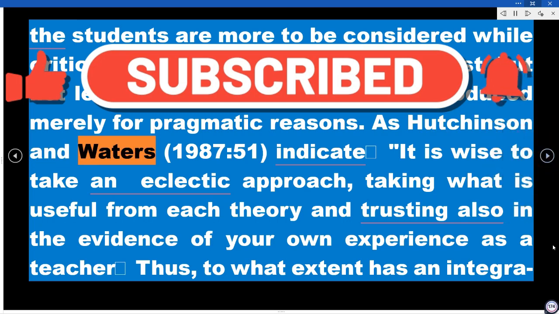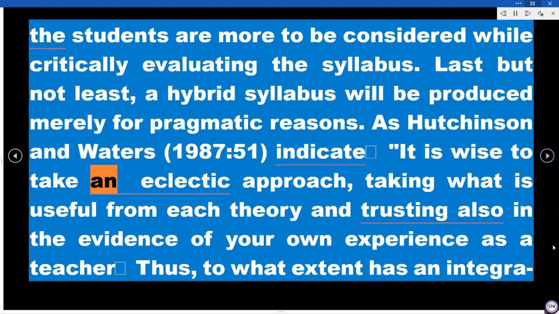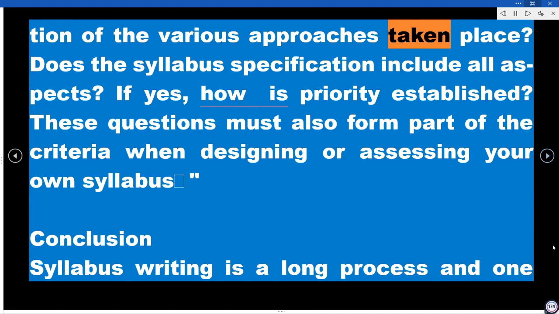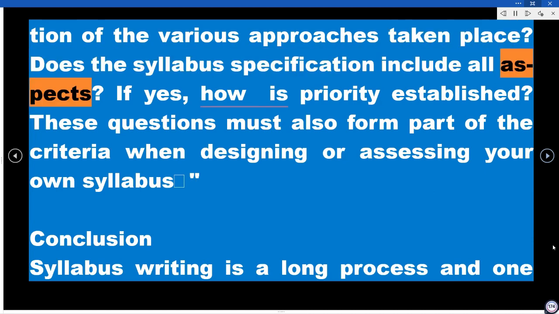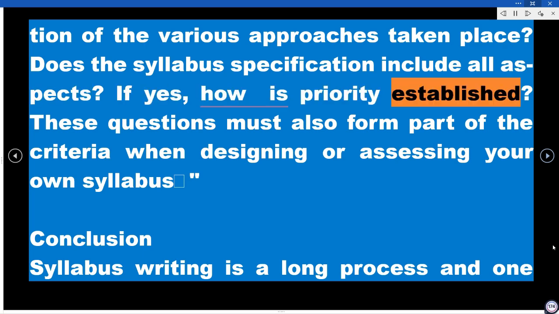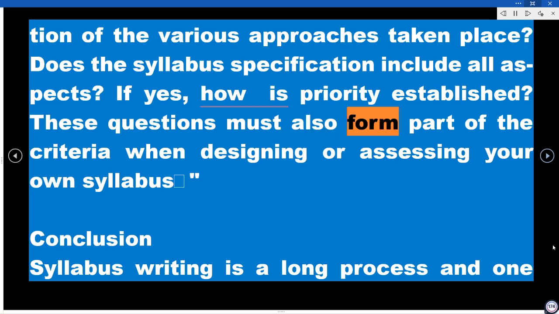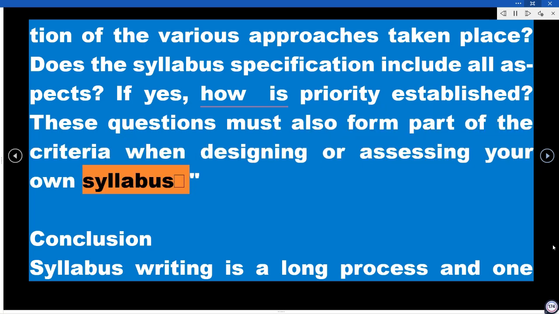As Hutchinson and Waters, 1987:51, indicate, it is wise to take an eclectic approach, taking what is useful from each theory and trusting also in the evidence of your own experience as a teacher. Thus, to what extent has an integration of the various approaches taken place? Does the syllabus specification include all aspects? If yes, how is priority established? These questions must also form part of the criteria when designing or assessing your own syllabus.